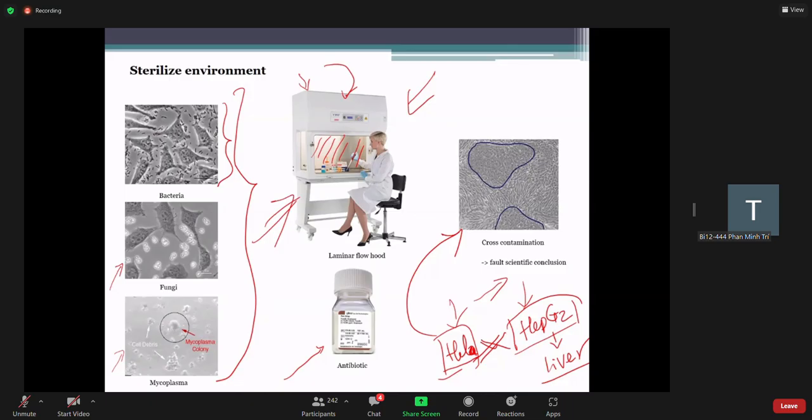We can look at the morphologies to distinguish whether there is cross contamination. If yes, there is cross contamination, we need to throw away all of these cell lines, okay? So it's all about mammalian cell cultures. We need to provide an environment that is much more similar to the animals' bodies or environments.